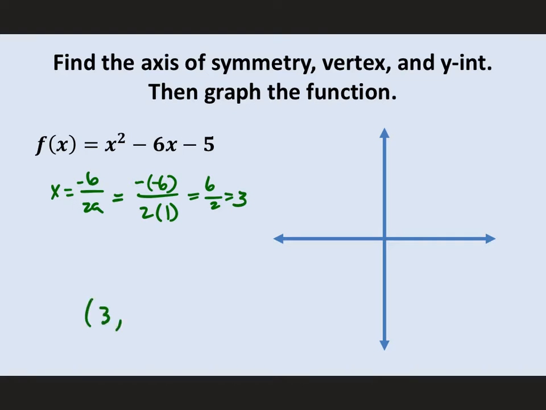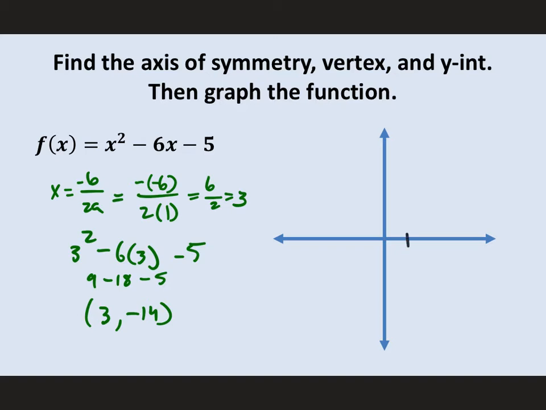We still need to get the y value, so we're going to plug that in. 3 squared minus 6 times 3 minus 5. That's 9 minus 18 minus 5. Negative 9 minus 5 more is negative 14. All right, so this is definitely one graph that's going to be nice to sketch so we don't have to draw 14 little dash marks.